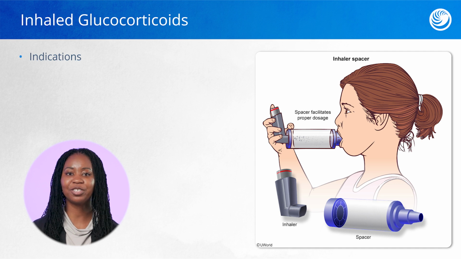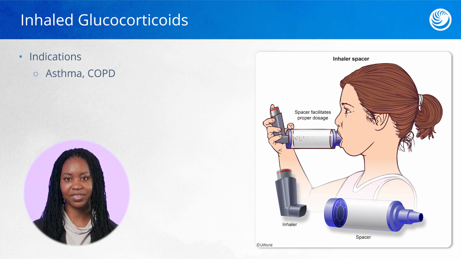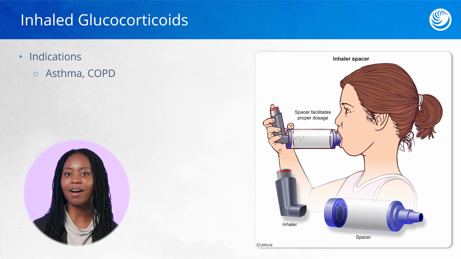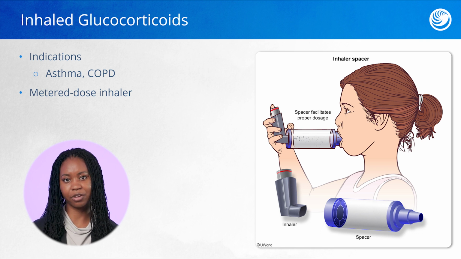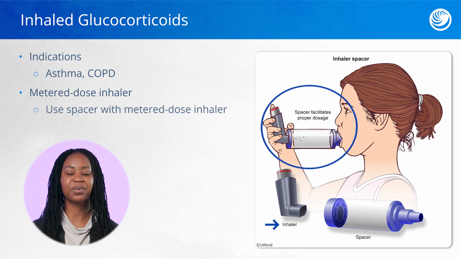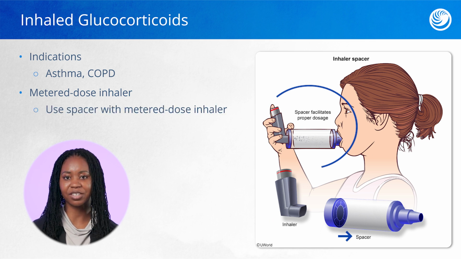Now let's shift gears and talk about inhaled glucocorticoids. These are often used to treat asthma and COPD. Inhaled glucocorticoids are administered via a metered dose inhaler or dry powder inhaler most commonly. The image on the right shows an example of a metered dose inhaler with a spacer.